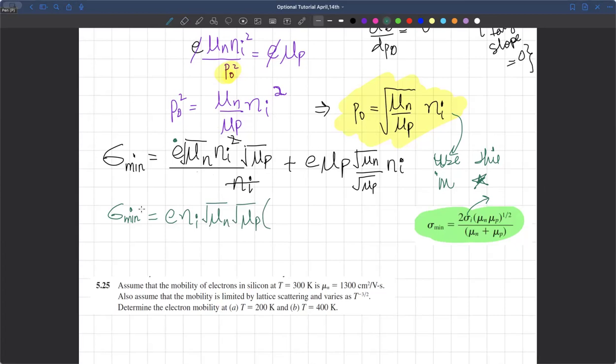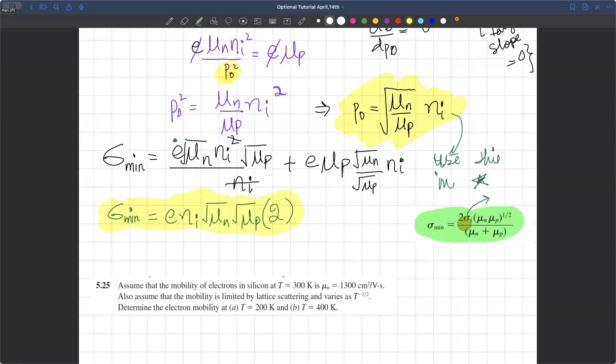So that gives me, I'm left with only one here, plus here it will be square root mu p. And p is already here. So which turns out to be one here. So 1 plus 1, that becomes 2, right? That means this is simply actually 2 here, right? So this is a minimum, but I can see there is that intrinsic conductivity.